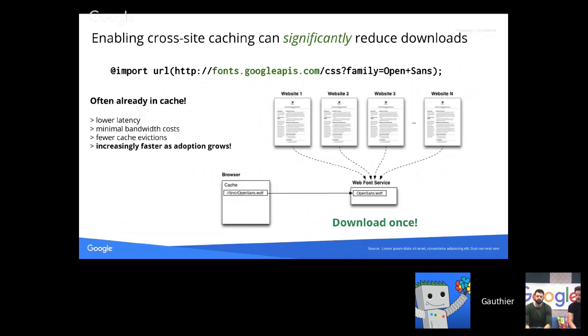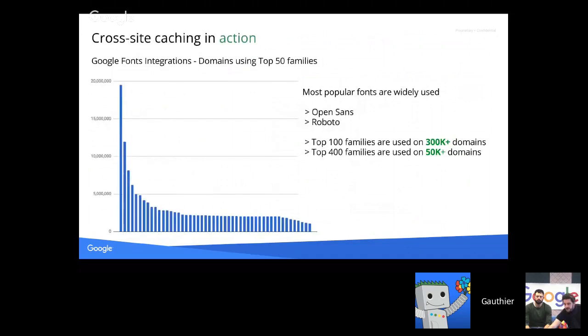And definitely, highly recommended: use the fonts.googleapis.com URL in order to load the font. And in terms of caching, what I wanted to touch on is that Google provides one of the most widely used fonts on the internet. If we actually look at the numbers here, we see that the top 100 families are used on more than 300,000 domains, and the top 400 on more than 50,000 domains. We're really talking about large numbers, and those are really the top sites that often use the fonts.